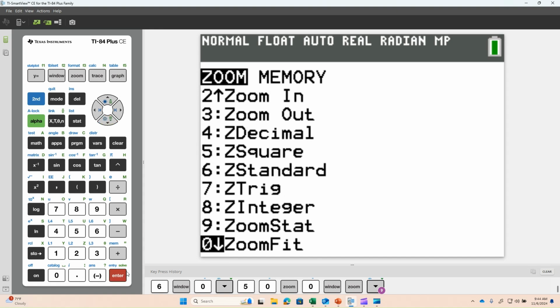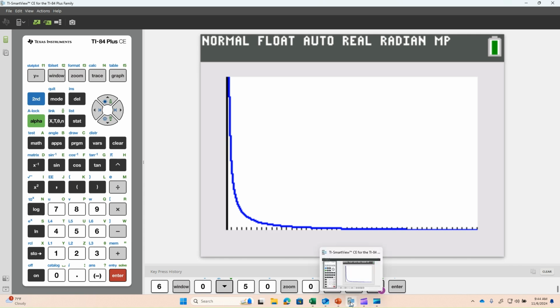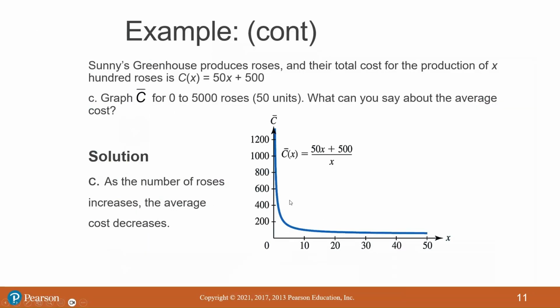You can just hit the 0 button, but I did a zoom fit here. It basically kept the x constraints and zoomed to fit it on the y-axis so we could see it on that particular range. Okay, essentially this is what it looks like here. As the number of roses increases, so x is the number of roses, as the number of roses increases, the average cost decreases.